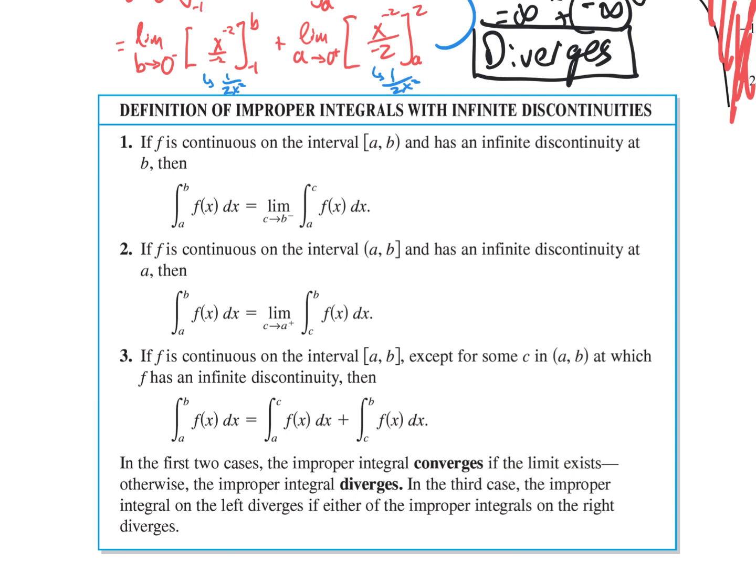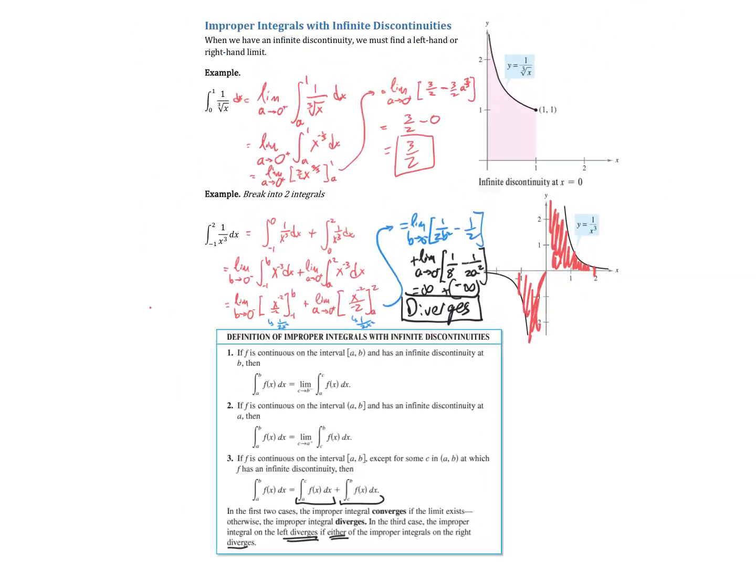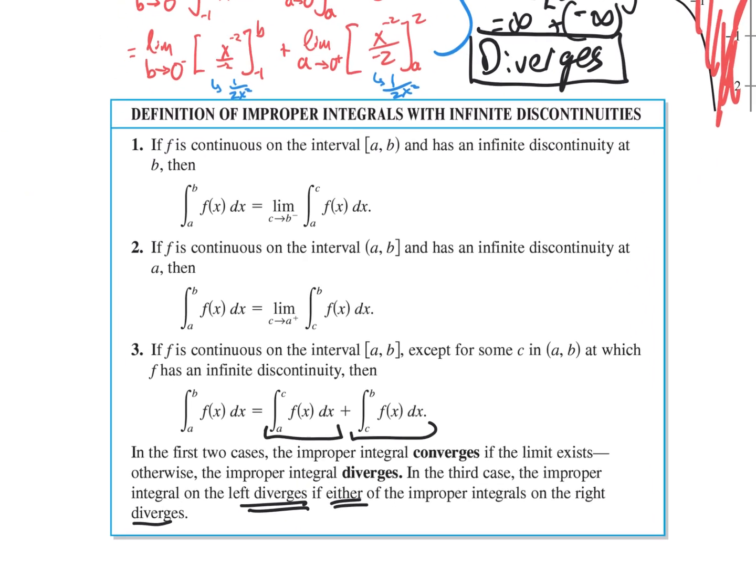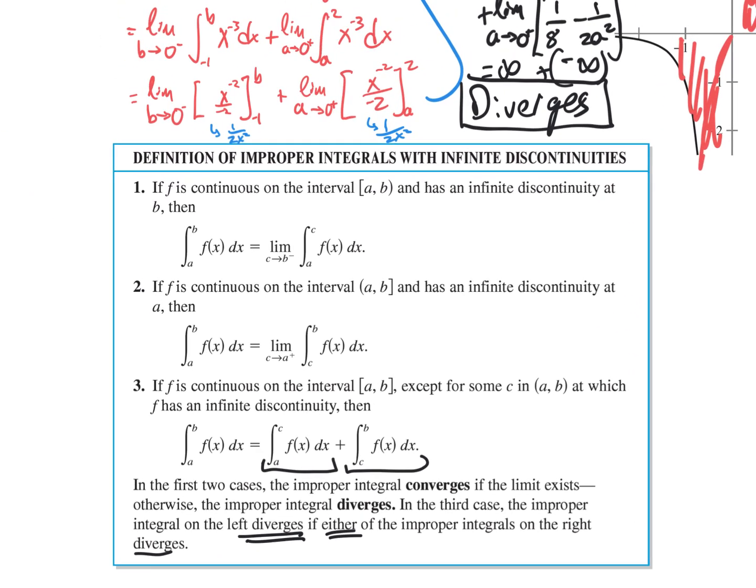In the third case, it diverges if either of these two parts diverges. So if either of these diverge, the whole thing diverges. That's what we just saw in that last example. Diverge again means it goes to infinity. So there's how you do it. If we have an asymptote, either vertical or horizontal, we have to use limits to find the value of the integral. Thanks a lot.